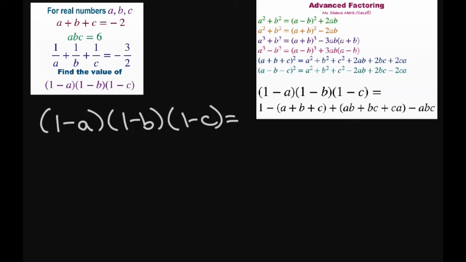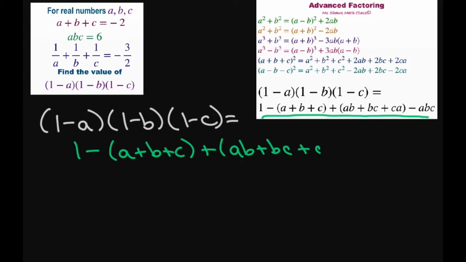All right, so now let's figure this out. I'm going to go ahead and make this really big so you can see it. So basically, our (1 minus a) times (1 minus b) times (1 minus c) is going to equal, using this formula, 1 minus (a plus b plus c) plus (ab plus bc plus ca) minus abc. And all we have to do is use substitution.